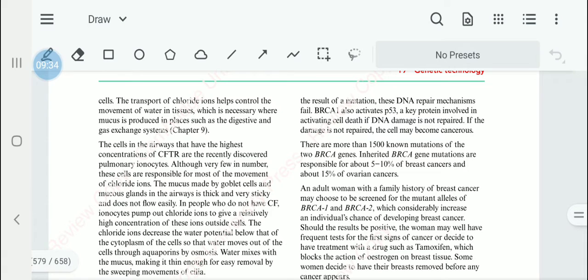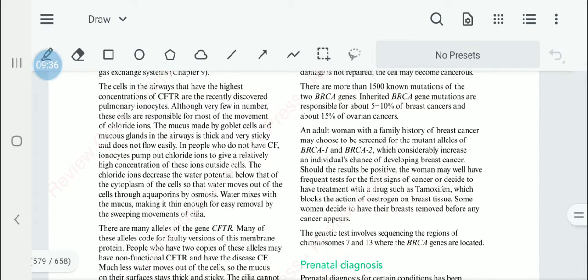The cells in the airways have the highest concentration of CFTR. This highest CFTR is actually present in the recently discovered pulmonary ionocytes. They are very few in number, but they are responsible for most of the movement of these chloride ions.